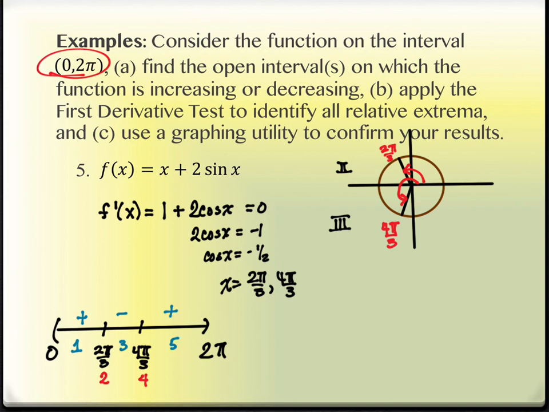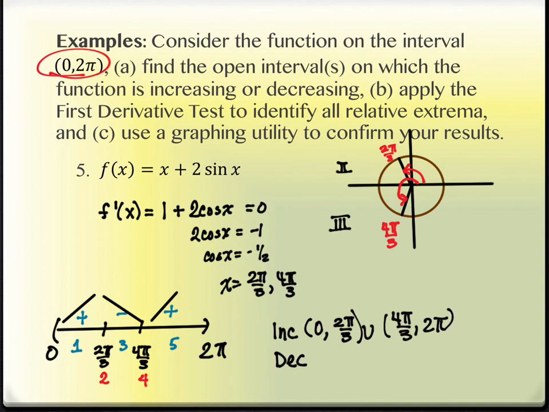So I can see quickly that it's increasing, decreasing, increasing, right? So this is increasing from 0 to 2 pi over 3, and it picks back up at 4 pi over 3 to 2 pi. And it's decreasing at 2 pi over 3 to 4 pi over 3.